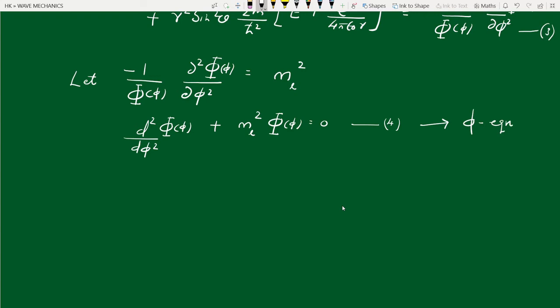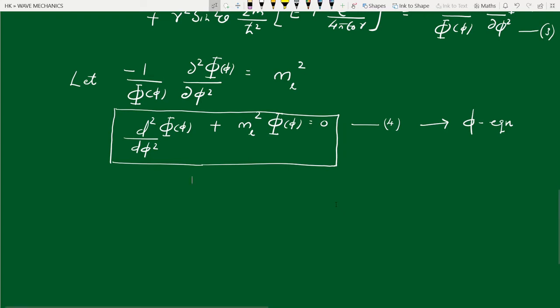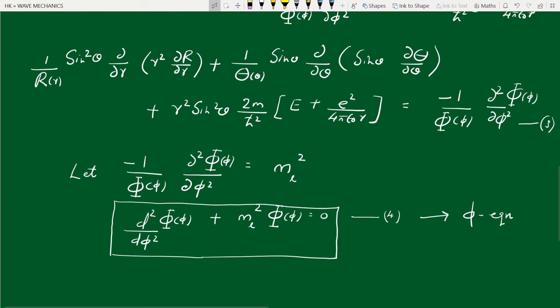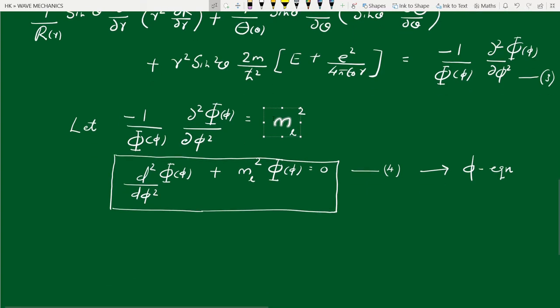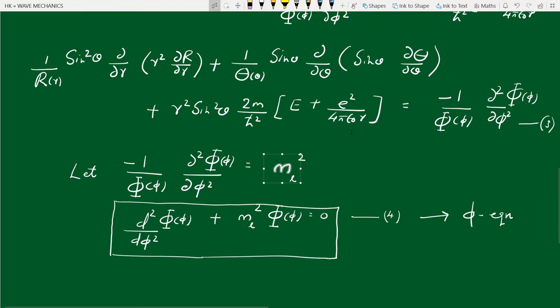We have separated out one ordinary equation from the partial differential equation, and this ordinary differential equation depends only on the azimuthal angle phi. So let us call it simply the phi equation. We will come back to this equation later and see how we can write down the solutions. For the time being, let's go back to equation 3. So far we have equated the right hand side to ml square. So the left hand side should be equal to the same constant ml square. So let us look at equation 3 and write down the left hand side equal to the same constant.